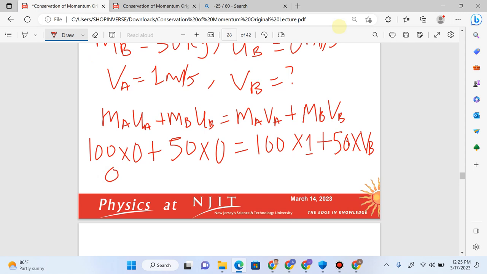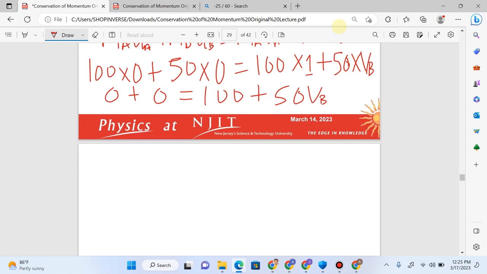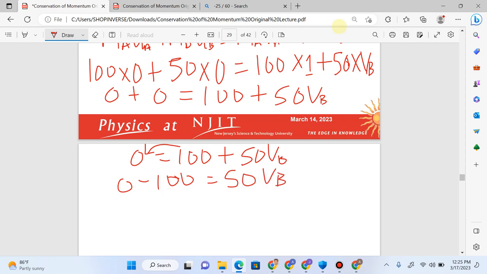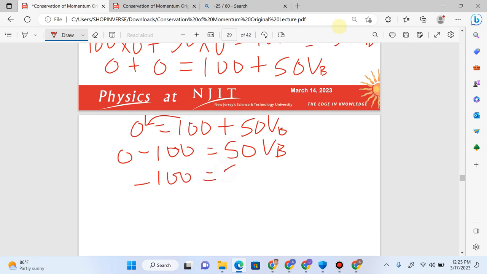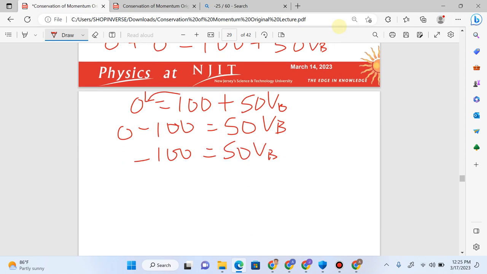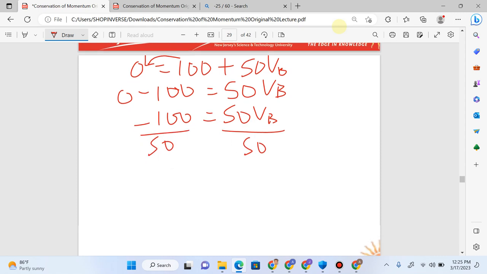Now let's multiply. 100 times 0 gives us 0, plus 50 times 0 gives us 0, equals 100 times 1 gives us 100, plus 50 times VB gives us 50 VB. From this, we have 0 equals 100 plus 50 VB. To find VB, you move 100 to the other side, so you have 0 minus 100 equals 50 VB. If minus 100 equals 50 VB, how do you find VB? You divide both sides by 50. You have minus 2 equals VB, because 50 cancels out 50, and you're left with VB on the left-hand side.